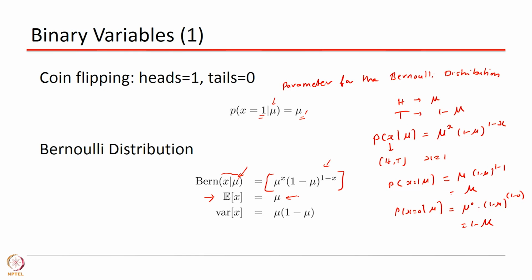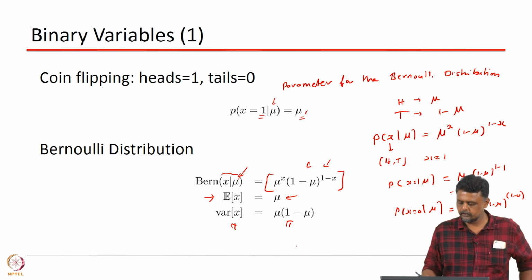We will see that with a small example sometime later, and the variance of x is mu times 1 minus mu. These two you can actually calculate based on your formula for expectation as well as the variance. We will look at more concrete examples later on, but this is just an introduction to the probability mass function for the Bernoulli distribution. So this is given by mu raised to x times 1 minus mu raised to 1 minus x, where x is the event, x can be either 1 or 0 depending on heads or tails.